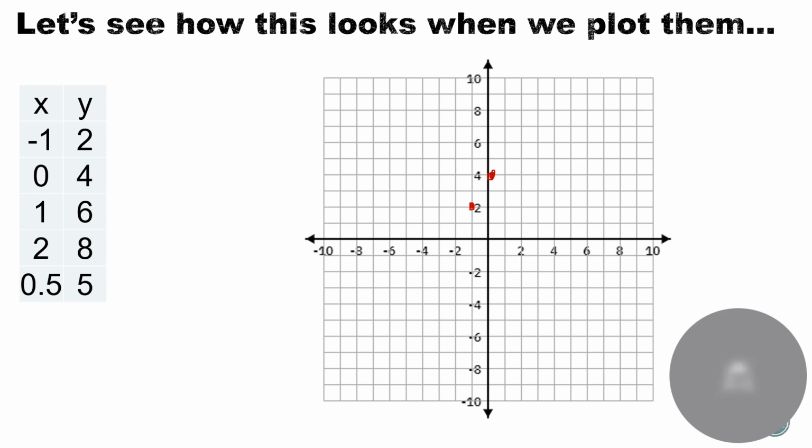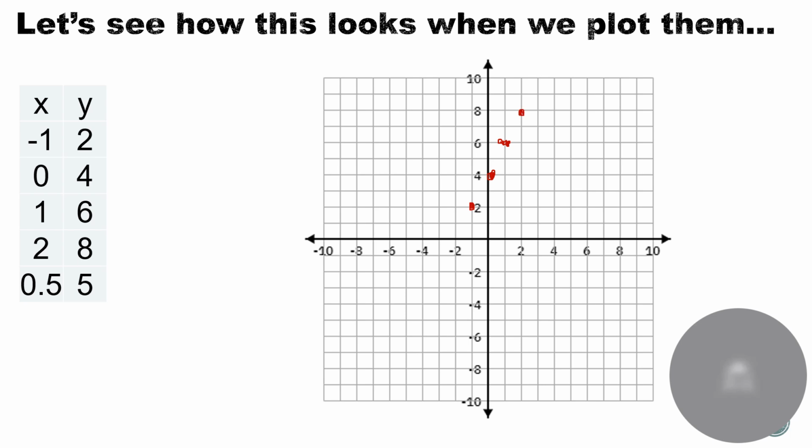And again, this is that pattern that we were seeing in the numbers, that when the X's went up by 1, the Y's were going up by 2. And this is what that pattern looks like when you sketch the picture. That's why graphs can come in handy. When X is 2, Y is 8.